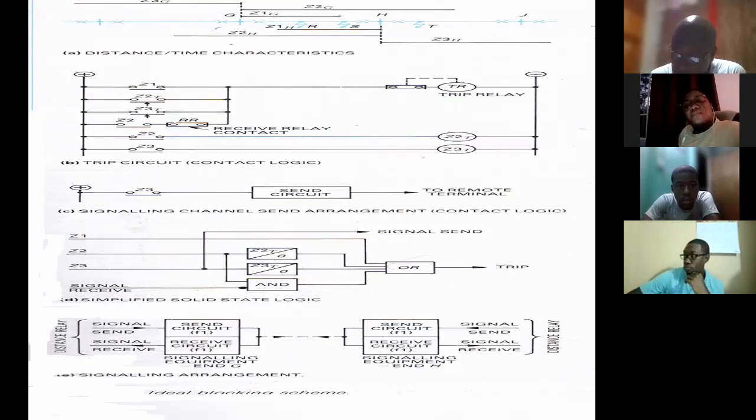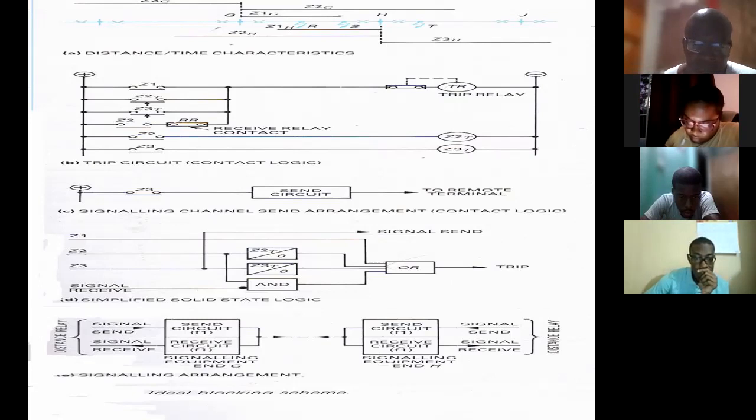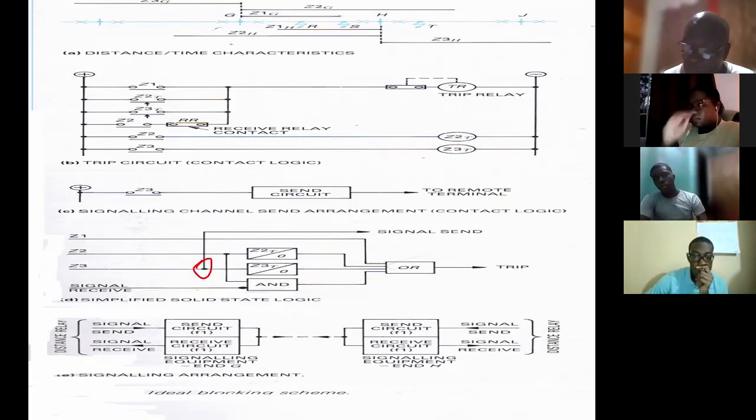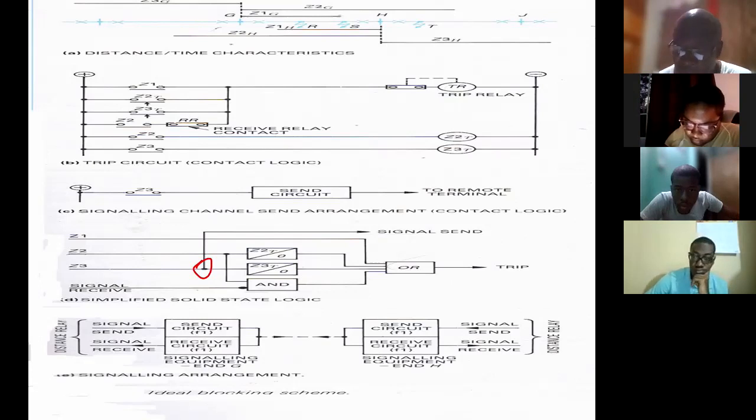However, look at the solid state logic circuit. Which instantaneous contact are we using to send the signal? Zone 3, sir. Zone 3, excellent. So we have zone 3 sending the signal. Now, because of where S is located, would you have received a signal from end H?